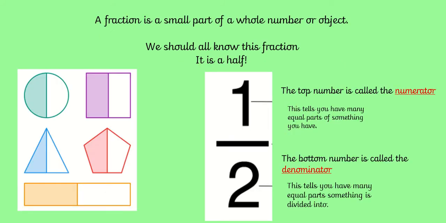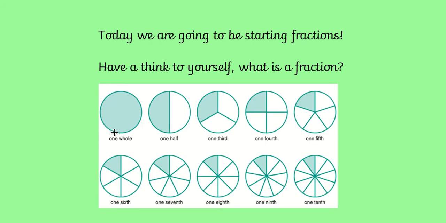Okay, a fraction is a small part of a whole number or object. So if we look back at this picture here, we've got one whole. We split it into 2 equal parts, we've got halves. If we split it into 3 equal parts, we've got thirds. 4 equal parts, it's a fourth, or sometimes we call this a quarter. Okay, you see we can keep splitting it into equal parts. Remember, the parts have to be equal, otherwise they're not fractions.